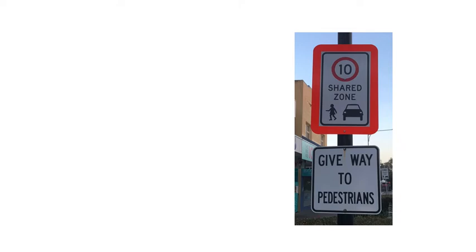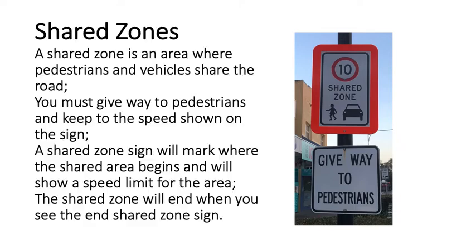This is a shared zone. Give way to pedestrians. A shared zone is an area where pedestrians and vehicles share the road. You must give way to pedestrians and keep to the speed shown on the sign. The shared zone sign will mark where the shared area begins and will show a speed limit for the area. The shared zone will end when you see the end shared zone sign.